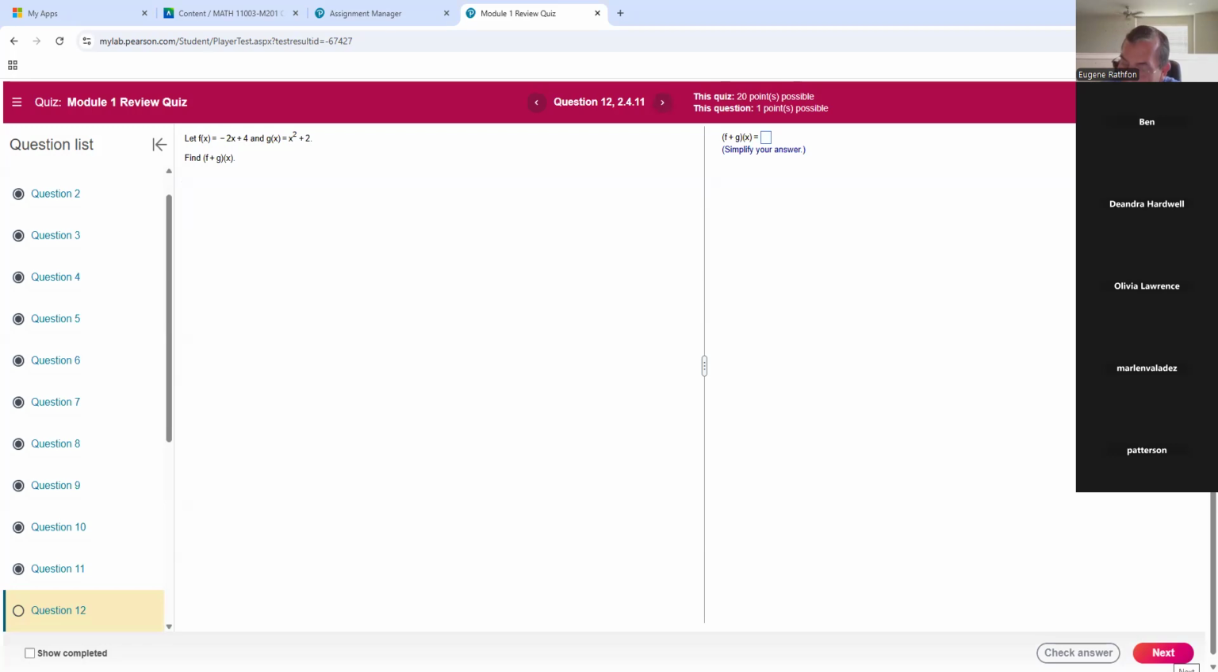All right, y'all, let me write this one down. So this is number 12. f of x is going to equal negative 2x plus 4. g of x is going to equal x squared plus 2. Now this time they just want me to find f plus g of x. So y'all, they're not giving me any numbers for the x's, so we can only simplify this one basically.